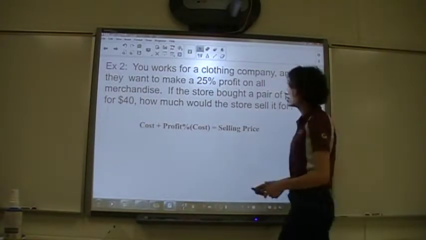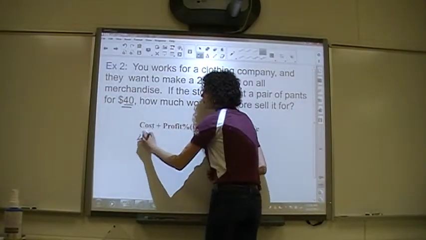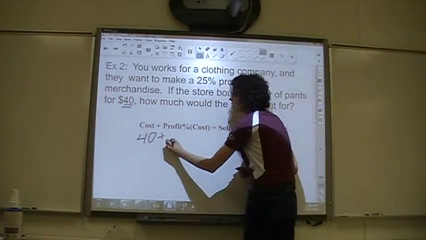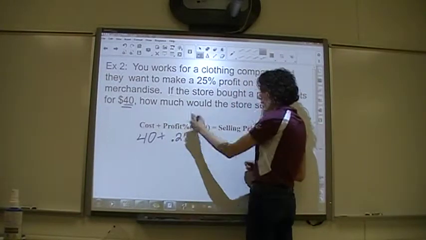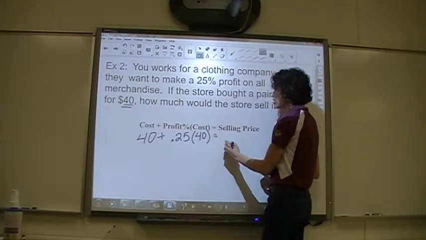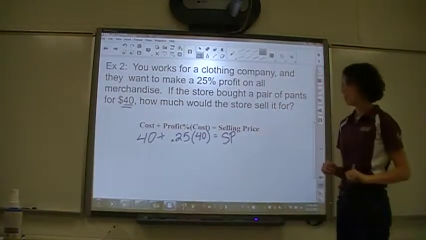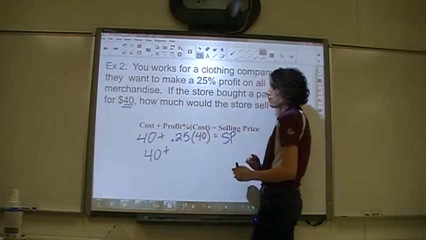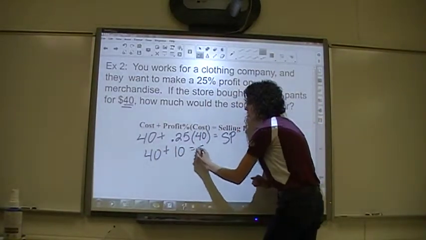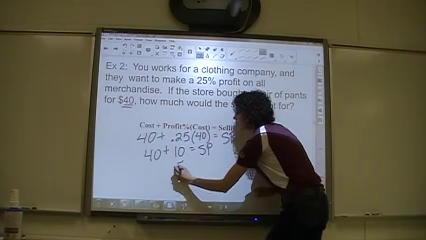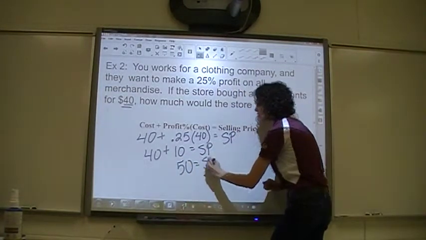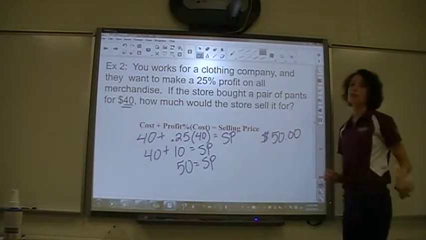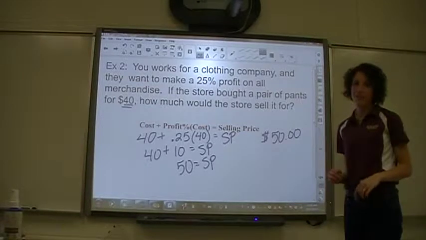So your cost is this $40. Then plus your profit percent, which is 25%. Again, remember to write that as a decimal. And then you multiply it by your cost, which is 40, and then you want to know what your selling price is going to be. So that means that 40 plus 25% of 40, which is $10, equals your sale price. So that means 50 equals your sale price, and you want to sell those pants for $50 to be able to make a 25% profit.